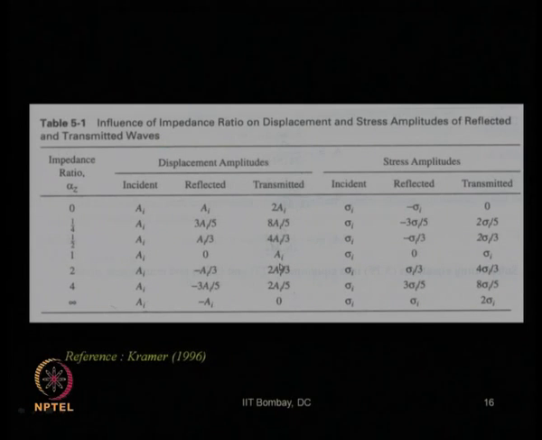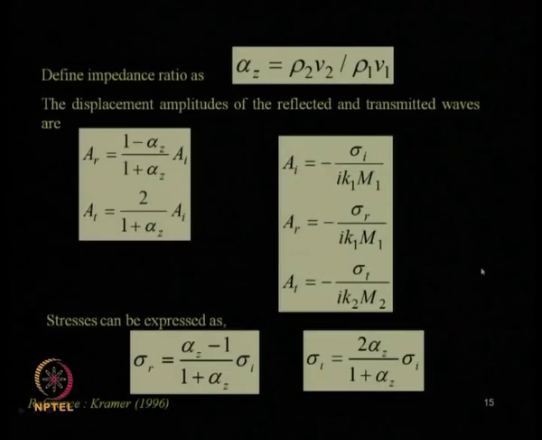So, AI will continue. And let us look at the stress conditions. The incident wave stress amplitude is sigma I. There is nothing reflected, and the entire thing gets transmitted. That is, the same wave continues. So, sigma I. Clear?